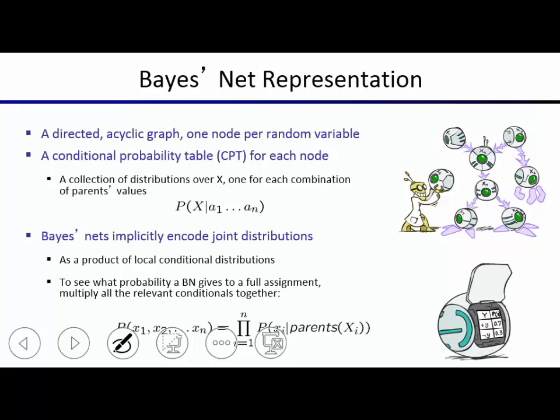One conditional distribution per variable. And the distribution you specify is a conditional of that variable given its parents. From that, if you like to, you can always recover the full joint distribution by effectively multiplying together all of these conditional distributions. So the full joint over all variables x1 to xn in the Bayes net is the product of the conditionals of each variable given its parents.